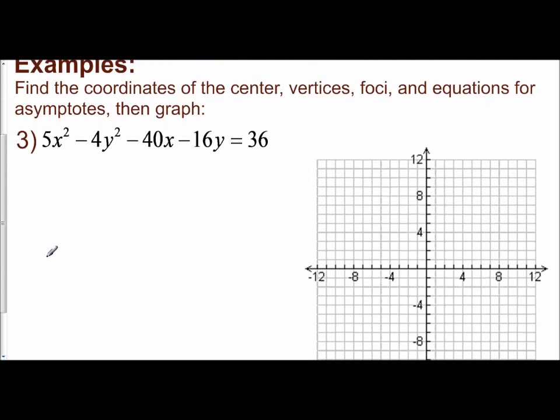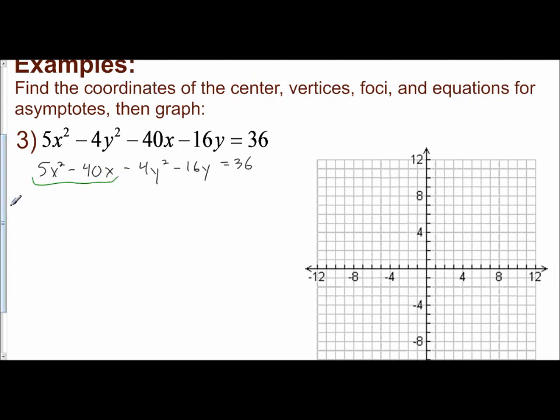First thing I'm going to do is I'm going to see that my constant is already on the other side, and I'm going to pair up my like variables. So I'm going to have 5x squared minus 40x, then a minus 4y squared minus 16y equals 36. So I'm going to put the like variables next to each other, and that allows me to easily see the completing the square concept. What I'm going to do is factor out a 5 from the first two terms, so that way I can complete the square with our x variable.